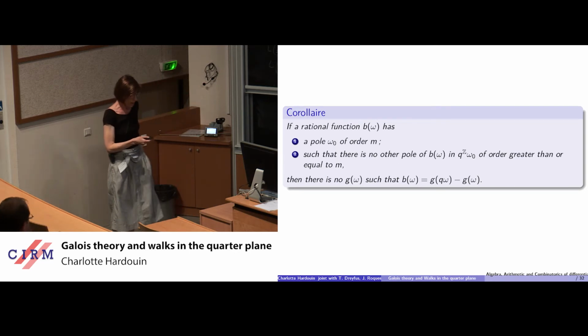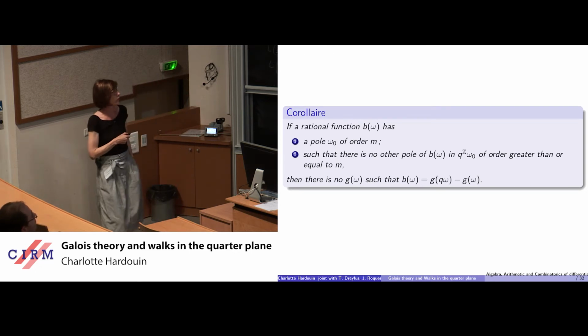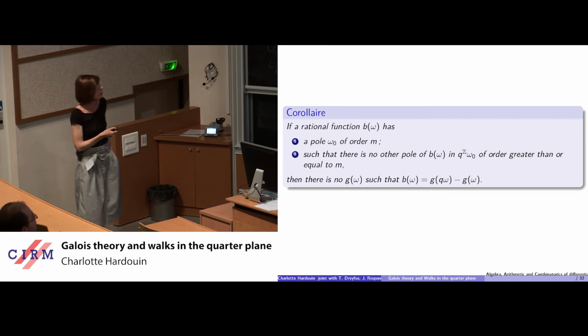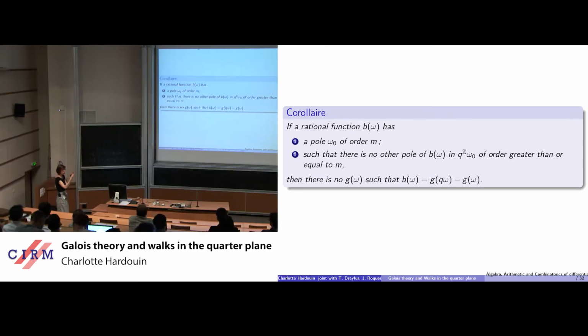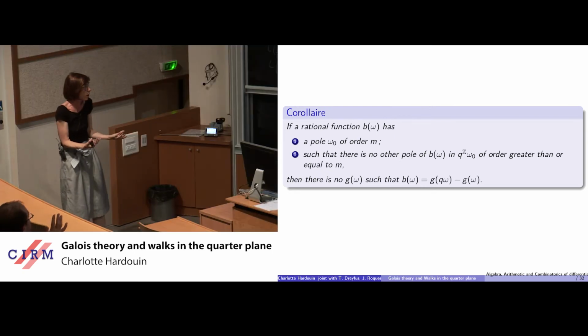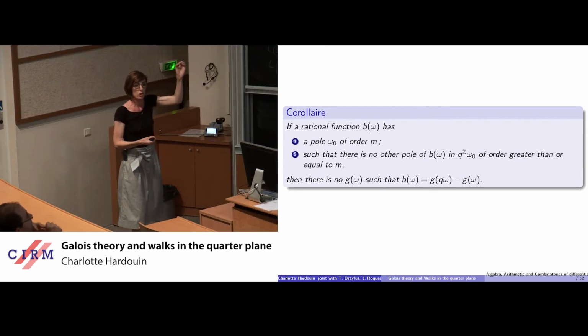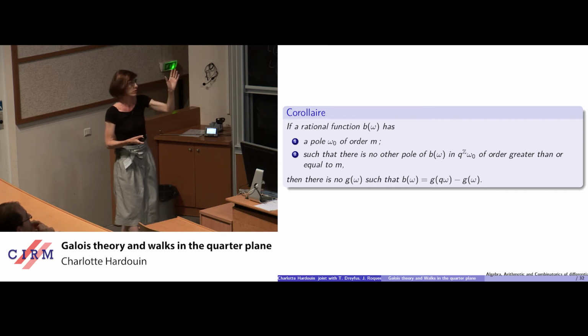So now, as a corollary of the result of Chen and Singer, you know that if a function b has a pole of order m such that there is no other pole on the Q orbit of omega 0, then you cannot have a telescoper for this function. And you reduce the question of existence of telescoper into a very simple question showing that you have an isolated pole on its orbit.